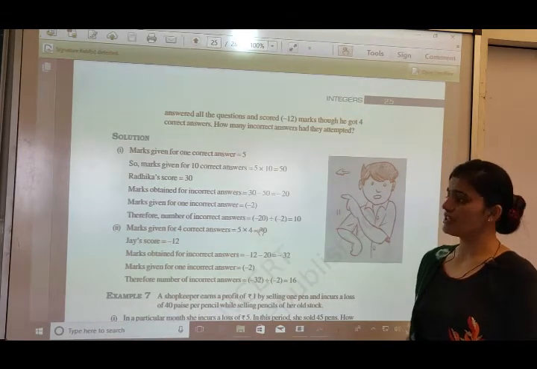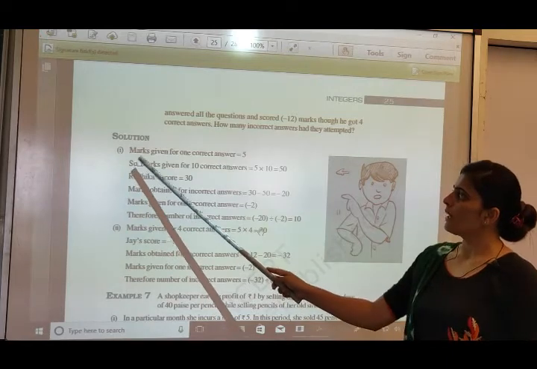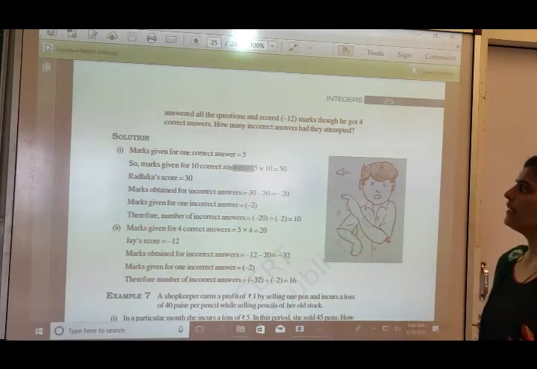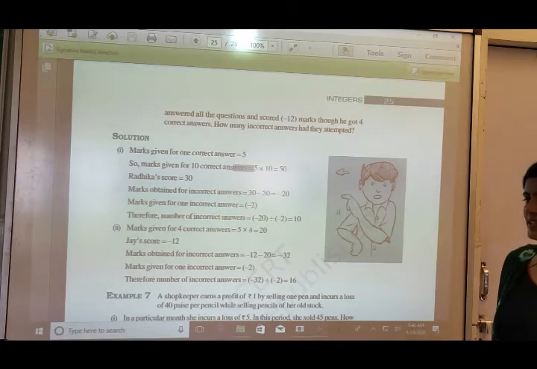So what is given, that we will write down first. Marks given for one correct answer is equal to 5. How many correct answers are there? 10 correct answers are there.